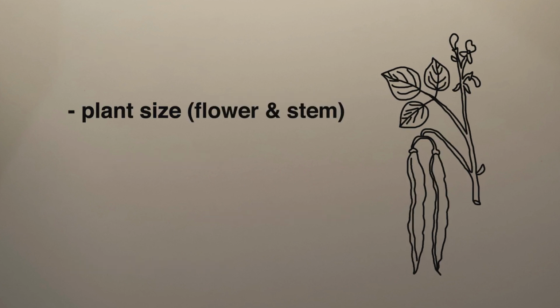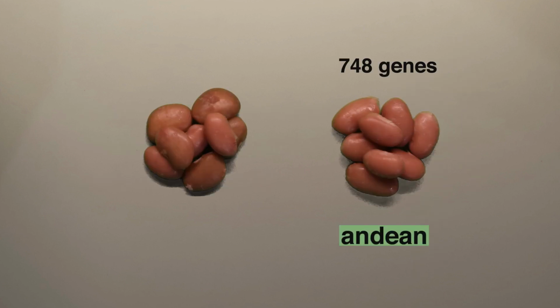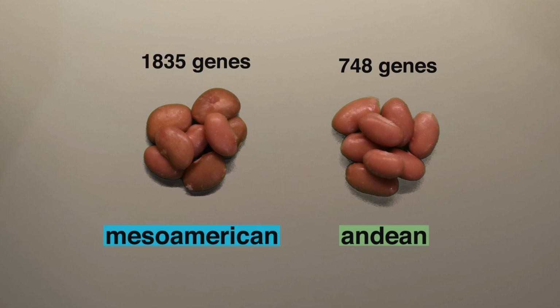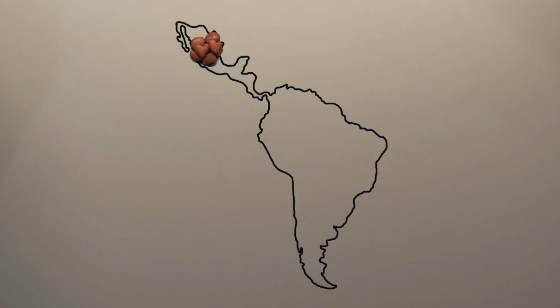These included a number of genes associated with cellular pathways involving plant size, including flower and stem size, nitrogen metabolism, and seed size and weight. Overall, they observed that the Andean pool was less genetically diverse than the Mesoamerican, and they were both significantly different to each other, despite both originating from the Mesoamerican wild ancestor.